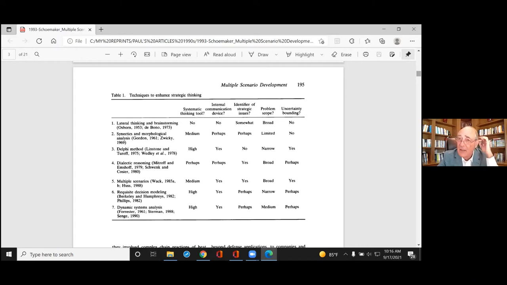I also looked at this well-known conjunction fallacy, which Kahneman and Tversky have done research on, this notion that the probability of two events, A and B, both happening should never be larger than the probability of A happening or the probability of B happening.